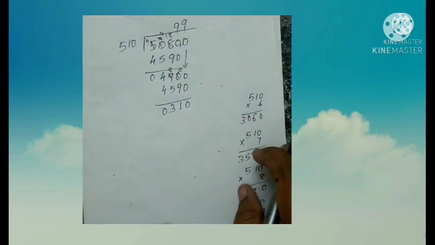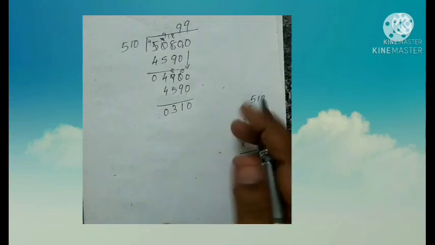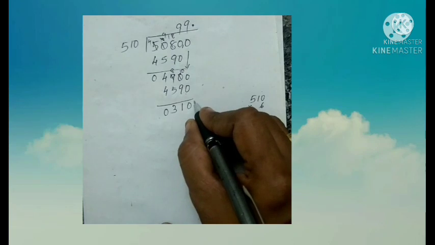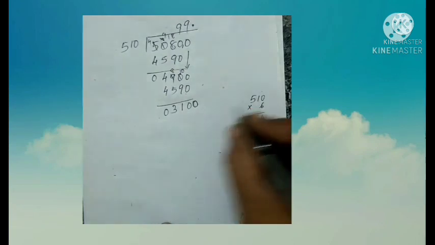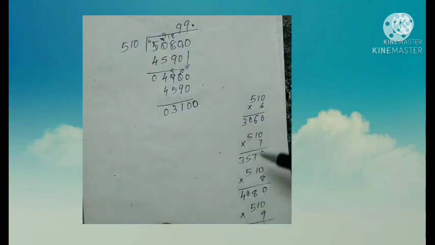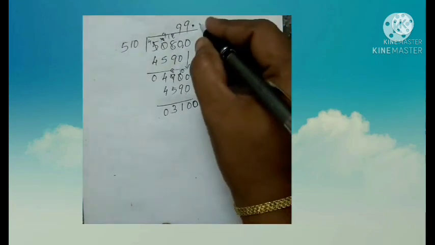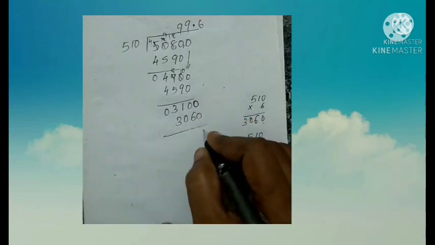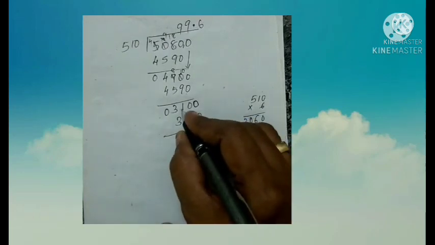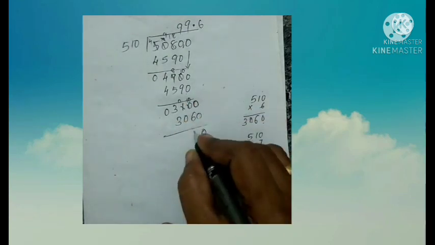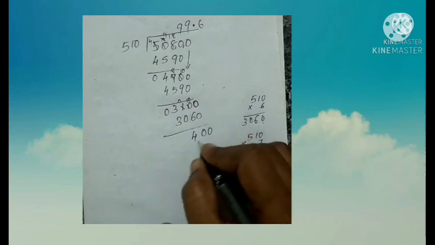So we want to continue the calculation. So put the decimal point on the quotient and then put the 0 on the remainder. Then how many times 510 in 3,100? Yes, 6 times. 3,060. Then subtraction, 0 minus 6 is not possible. So taking 1 from here, 1 becomes 0 and 0 becomes 10. 10 minus 6, 4.